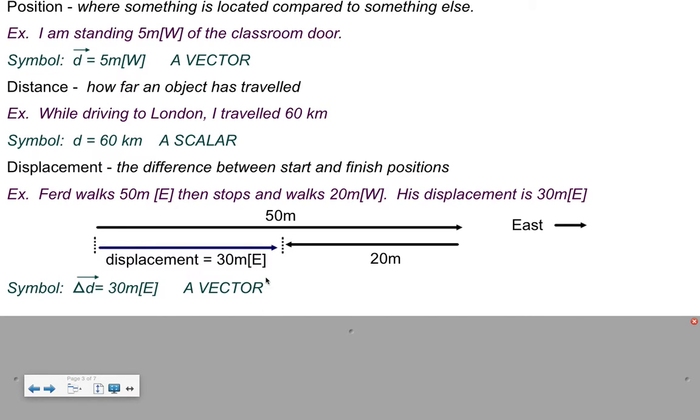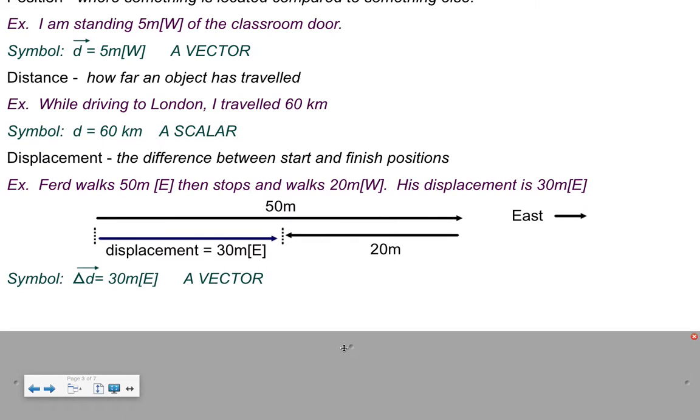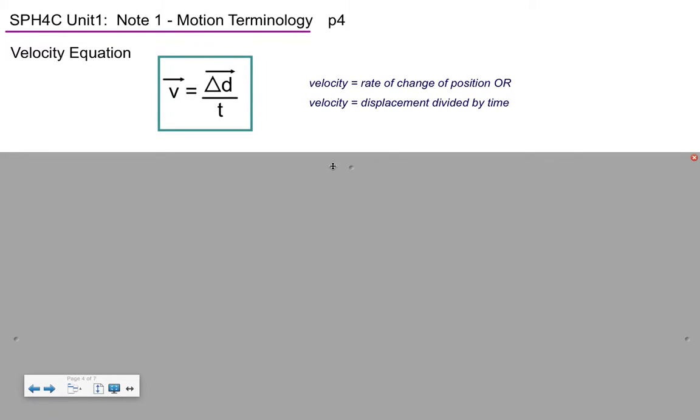His distance that he traveled, if I was going to ask you his distance, like traveling to London here, he traveled 70 meters, right? He walked 50 plus 20. That's how far he traveled. But his displacement is 30 meters east of where he started.